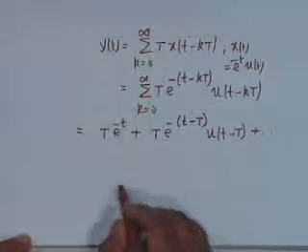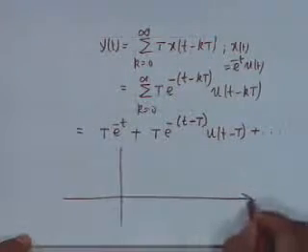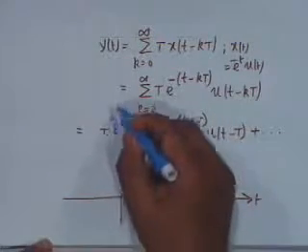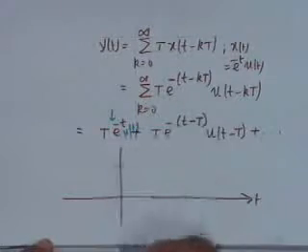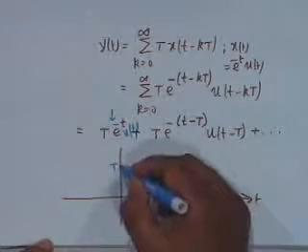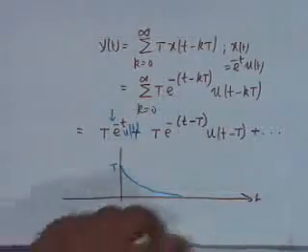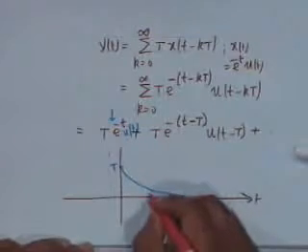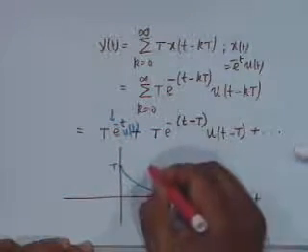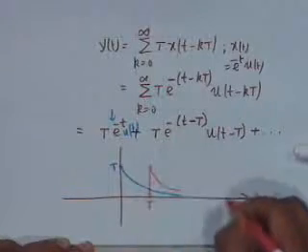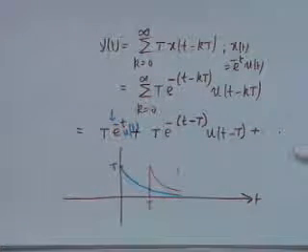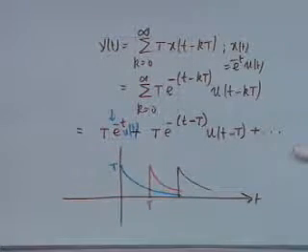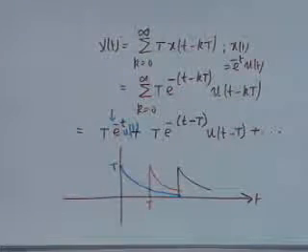If I plot this now versus t, for the first term, this is multiplied by u of t. For the first term, it starts at zero and goes like this. The second term, let's use other colors, starts at capital T and it goes like this. And you have an infinite number of such signals. What you have to do is to add all of them up.